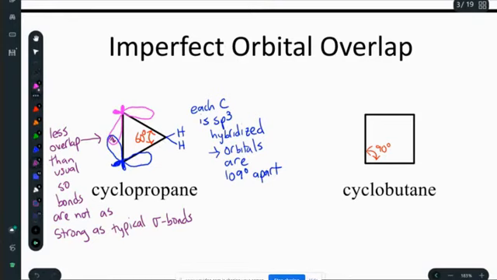In a 4-membered ring, there'd probably be a little bit more overlap. They're still overlapping at an angle, but because they're not pointed off to the side as much, there's better overlap in a four-membered ring. But you would still have the same phenomenon where there's not as good overlap in those rings as there typically would be. So that makes these molecules less stable than they might otherwise be.